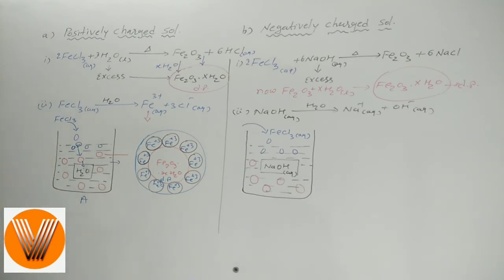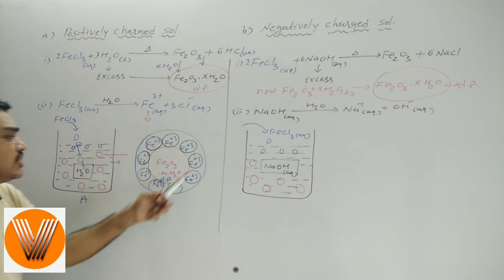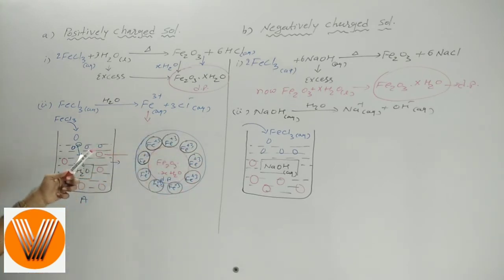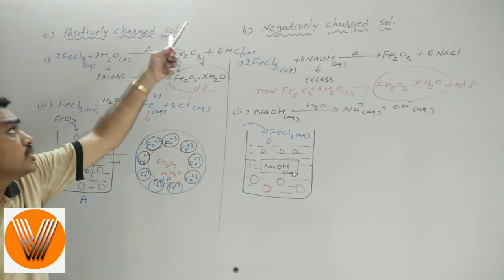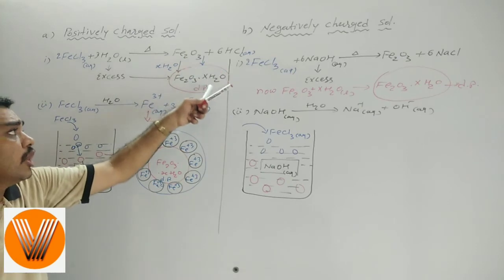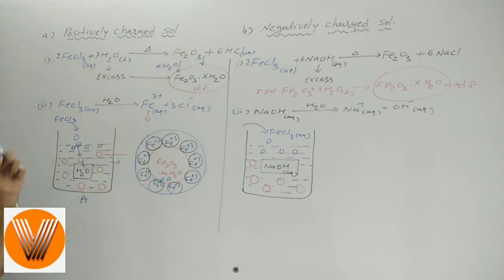not a movable layer. And that positively charged dispersed phase is heterogeneously distributed in this dispersion medium, water, and that's why a positively charged sol of Fe2O3.xH2O in water is obtained. That you understood very well.